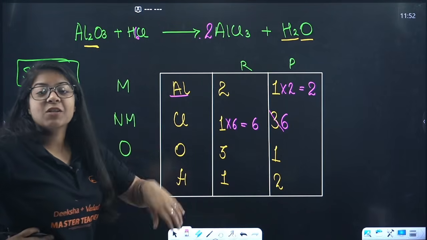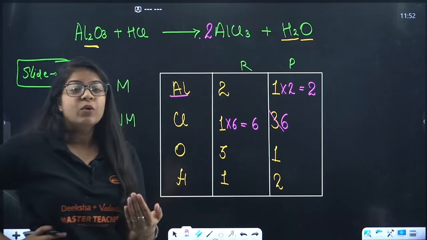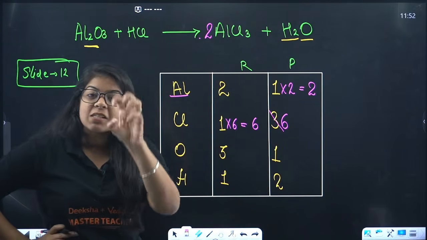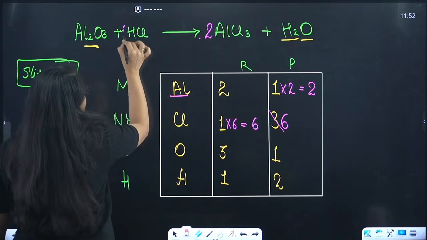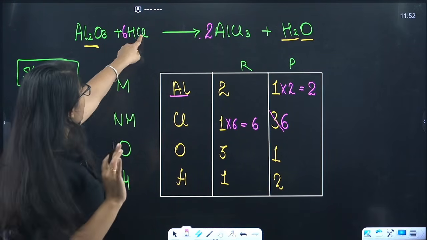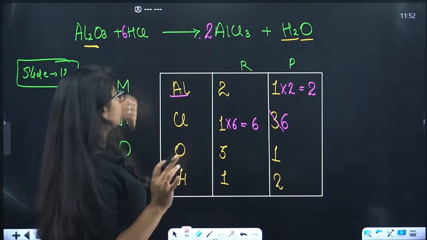No, I can't, because H and Cl is one compound. If I want 6 chlorines, I will have to get 6 hydrogens with it as well, because it's a combined compound. So I will write 6 here. That is your 6 HCl. Okay, so chlorine is 6, chlorine is 2 into 3, 6. Aluminium is 2, aluminium is 2.